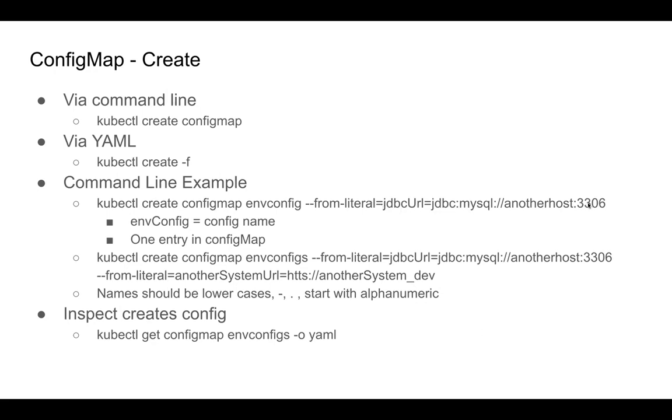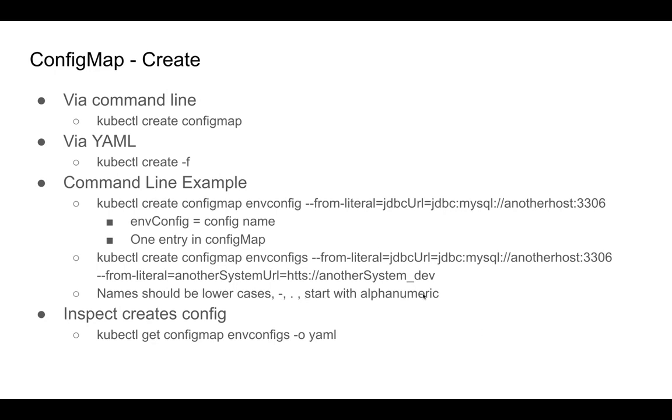It can have many other from-literals also. Like here, I am giving another example. You can have two key value pairs in these environment configs. For the first, the key is this and the value is this. For the second, the key is this and the value is this. And there are certain conventions. These names should be lowercase, hyphen, dot, and should start with an alphanumeric.